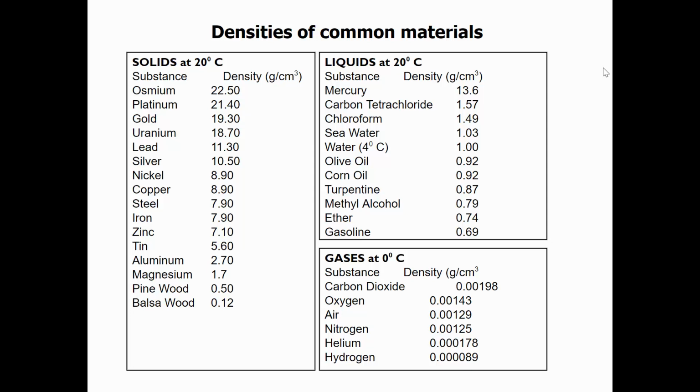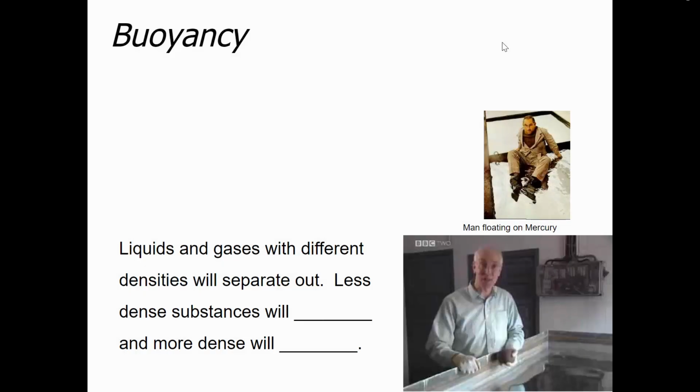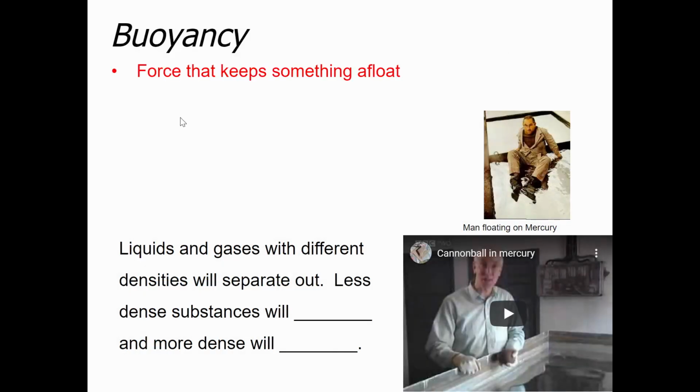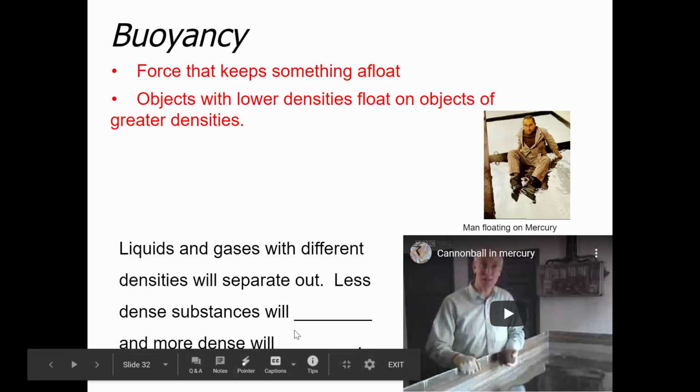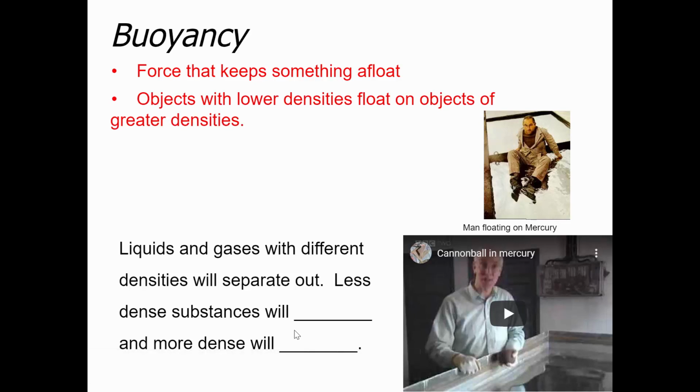It's sort of crazy to think about. Because mercury is a very, very dense substance. And we'll talk more about this in a minute. All right. So buoyancy is this concept, this force that keeps objects afloat. And as we said, objects with lower density float in liquids or gases of higher density.